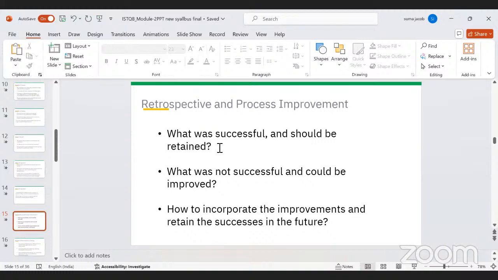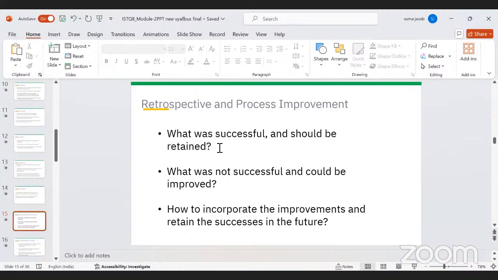For example, a testing team recognizes that implementing automated regression testing has significantly reduced the number of defects in the latest release. So that is one thing the testing team has recognized as a successful thing, and they decide to continue practicing this in future projects. So what we do is discuss all the different successful things which happened during that particular iteration, and those will be retained.